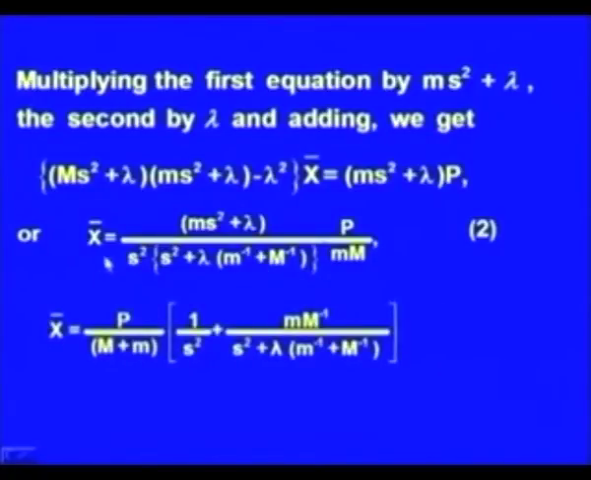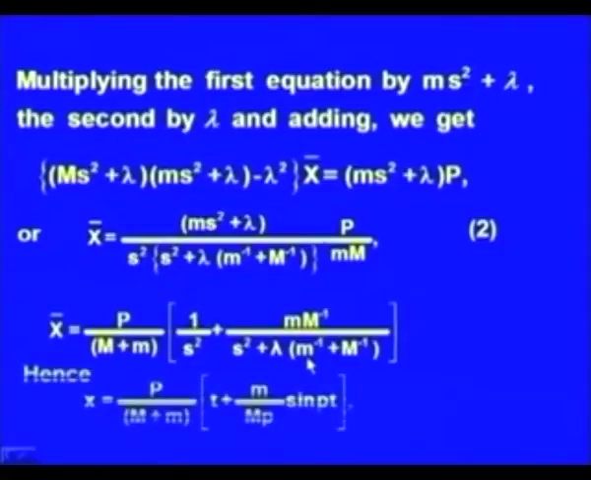And we can write this further as x bar equal to p over (m plus capital M) into 1 over s square plus m into m to the power minus 1 over (s square plus lambda times (m to the power minus 1 plus capital M to the power minus 1)). That is, we break it into its partial fractions, and then we take the inverse Laplace transform of this equation.